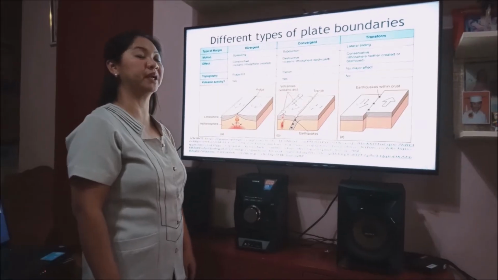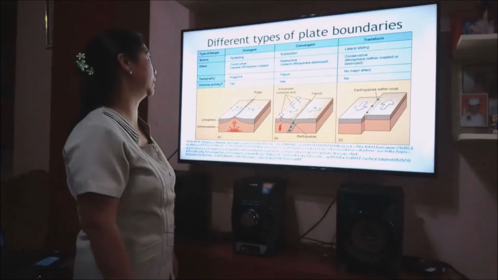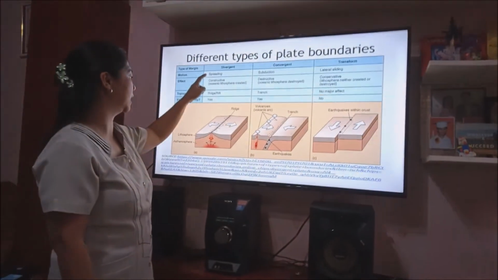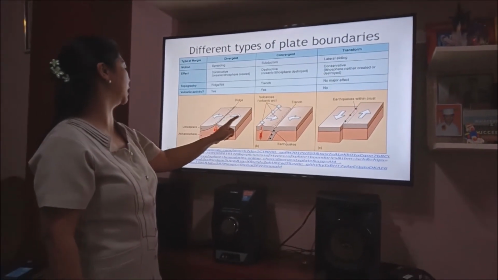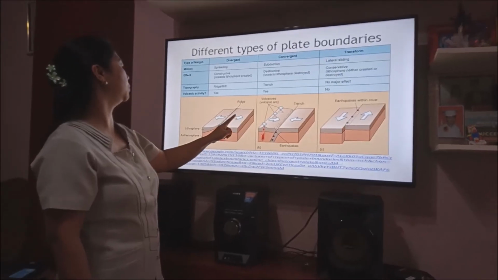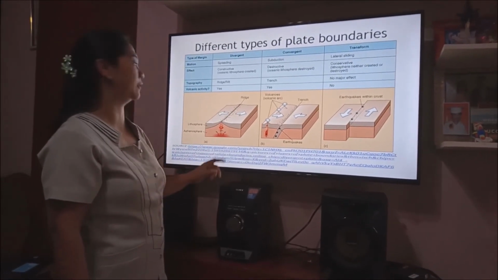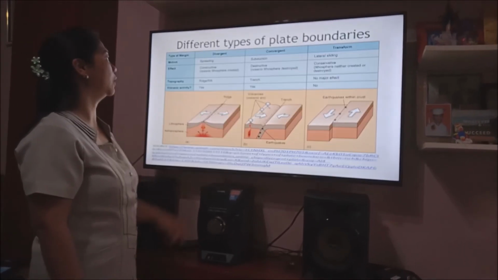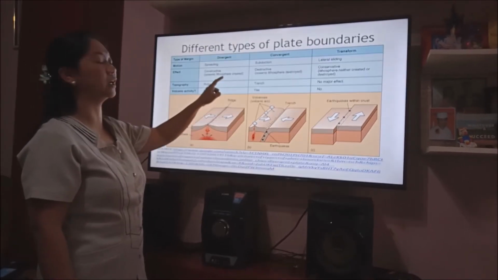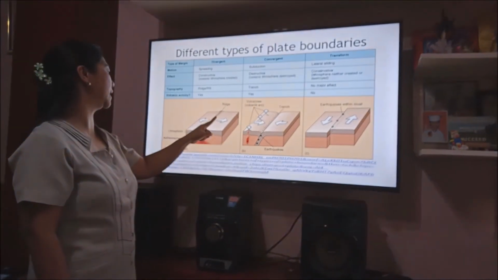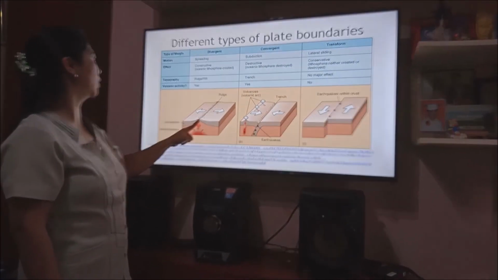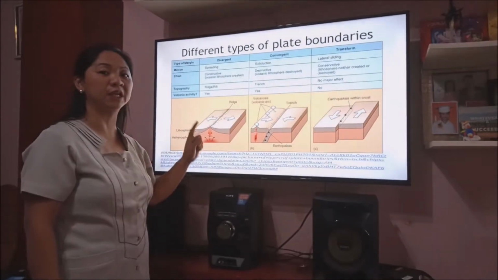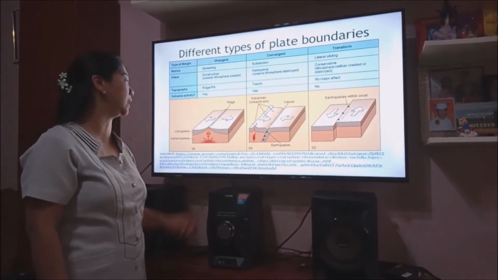Here is our summary for the different types of plate boundaries. The motion for a divergent boundary is spreading, wherein the arrows should be pointing away from each other. The two plates are moving away from each other. And the effect is constructive, wherein oceanic lithosphere is created. That is called the ridge or the rift.